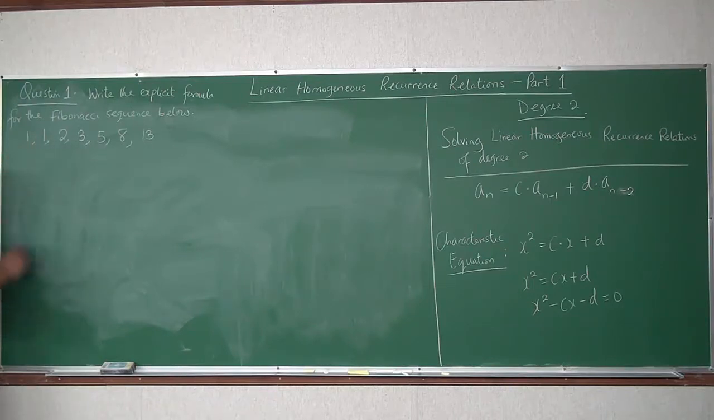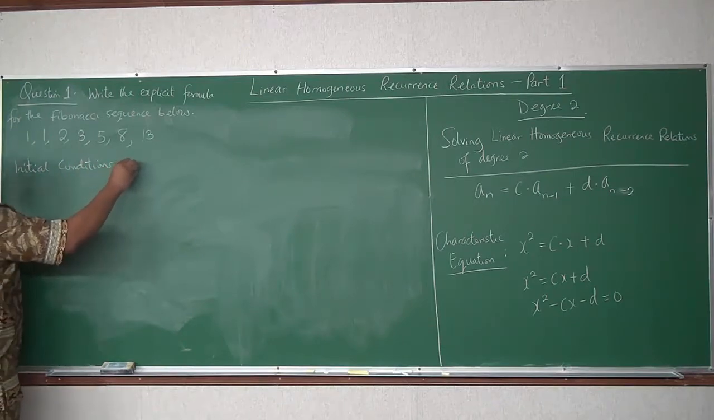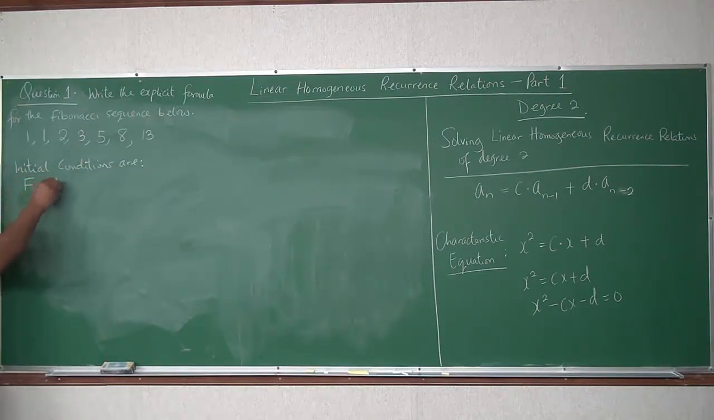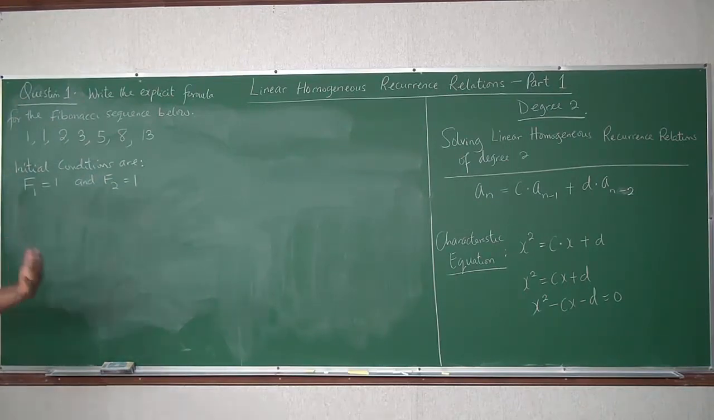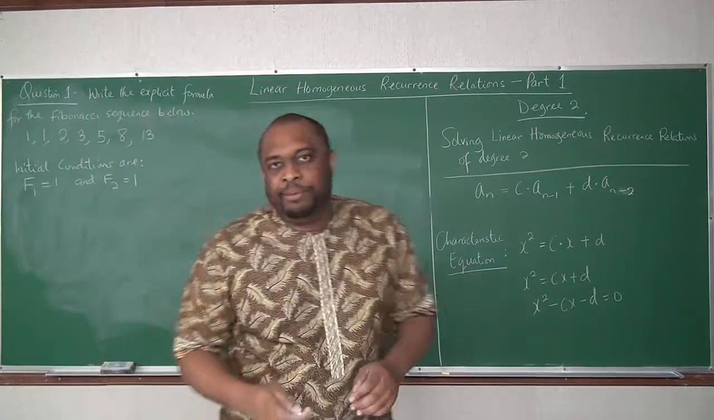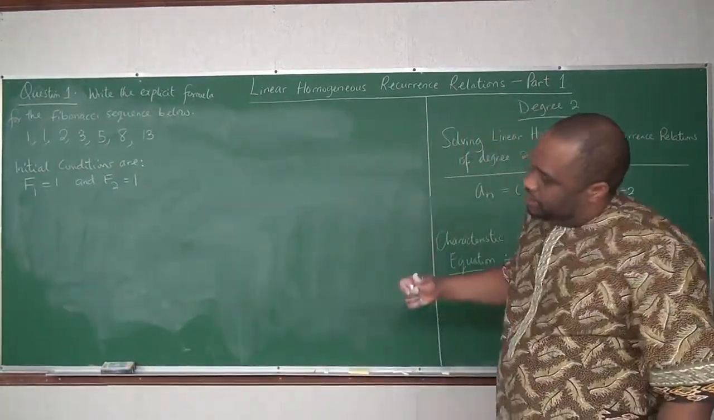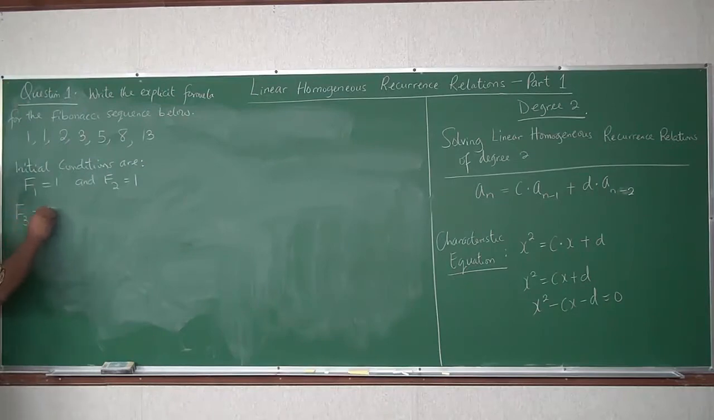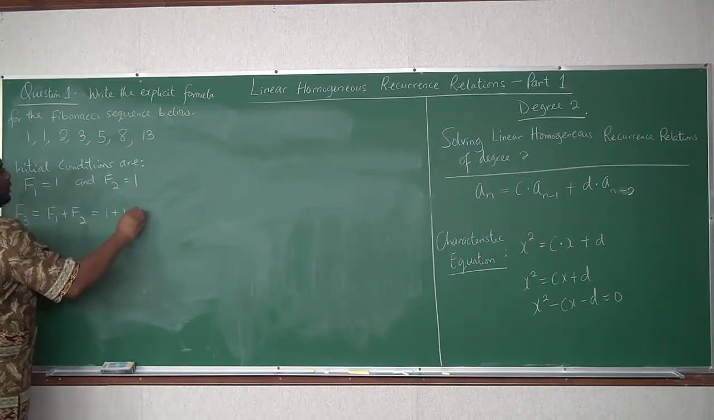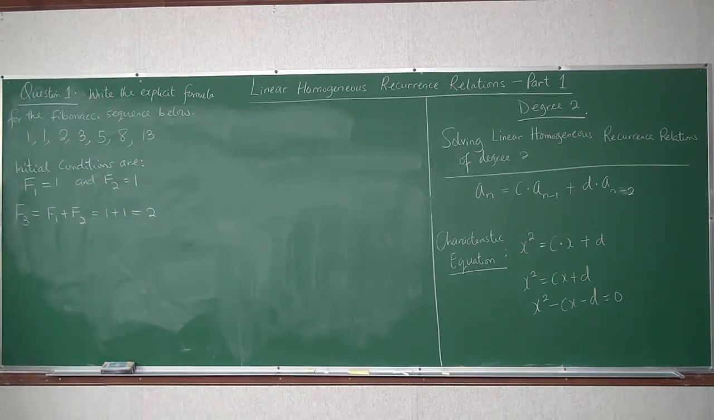Let's say the sequence is F. So F1, initial conditions. Let's say the initial conditions are F1 to be 1 and F2 to be 1. So let's call F the nth term of the Fibonacci sequence. First term is 1, second term is 1. So we see here that the third term is F1 plus F2, F subscript 1 plus F subscript 2, and that is 1 plus 1, which is 2. That is the third term.